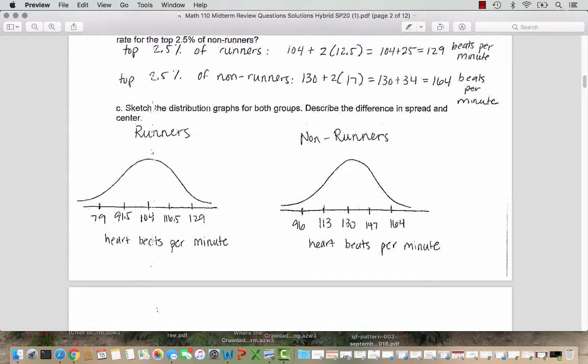If I ask you to sketch a distribution, I'll try to give you the graph and you just have to label it, or you are welcome to sketch it by hand, and I am in no way concerned about your ability to sketch. I just want to see the values labeled down here. So here are our runners, and we started at 104 and then added and subtracted 12.5 for each standard deviation. And then non-runners, we started at 130 and added and subtracted 17. It's important to make sure we label our graph with the units, so both of these are labeled as heartbeats per minute.